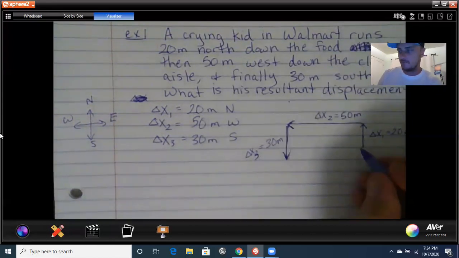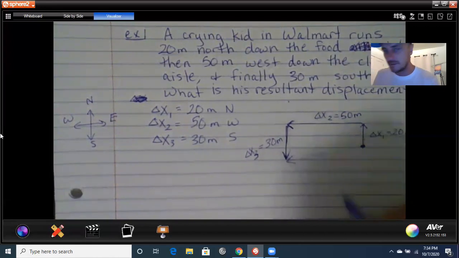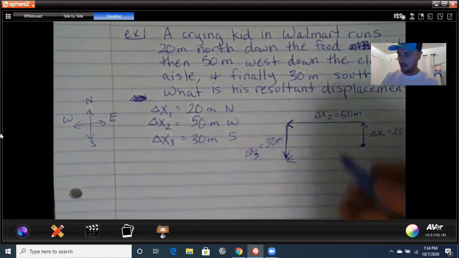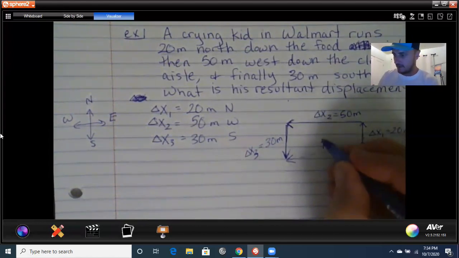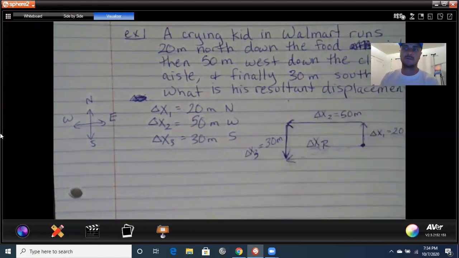Let's draw in our resultant vector. You start at the tail of the first vector, and there's my resultant vector. And you'll notice my result is happening at an angle. I've got to find this resultant displacement. I'll call it delta xr, right, for the resultant displacement.